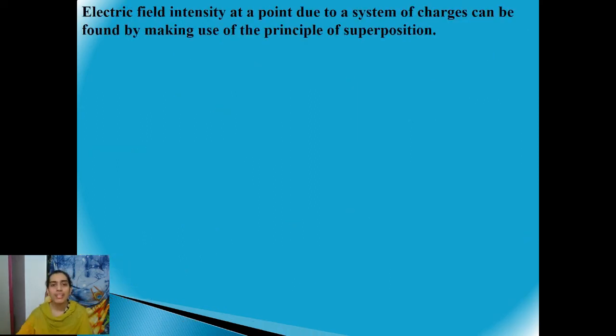Let's move on to the next concept, that is electric field intensity at a point due to a system of charges. Just now we derived the expression due to a single point charge, but now we are assuming that there are many charges or a system of charges. Now how can we find the electric field intensity? It is not possible just by using Coulomb's law, right? So now what we will do, we will make use of the principle of superposition.